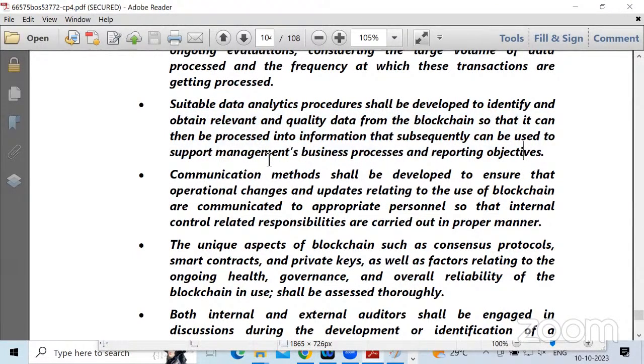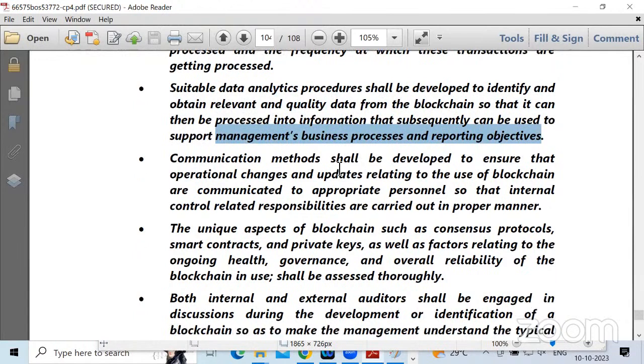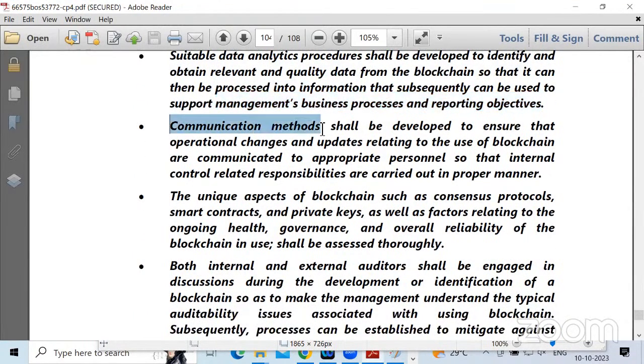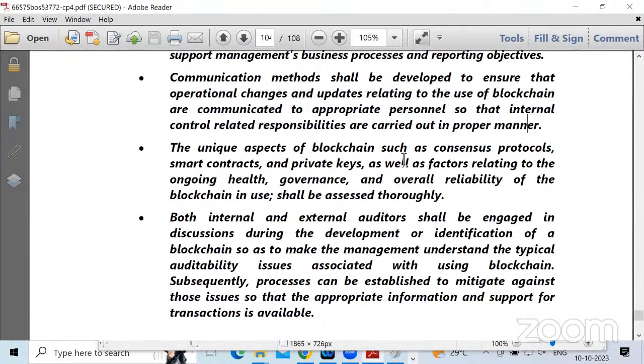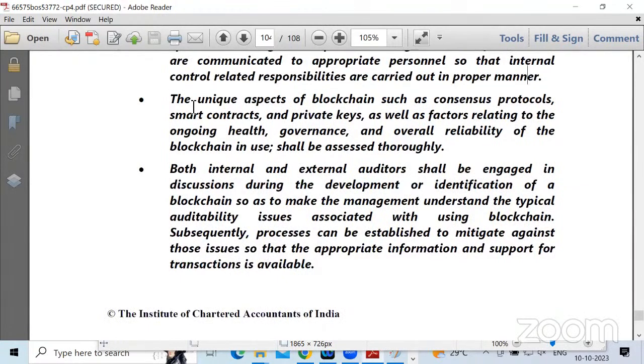So data analysis is also possible. That is another control. Communication methods shall be developed. What is communication? Transmission of data. Operational changes and updates relating to the use of blockchain are communicated to appropriate personnel so that the internal control related responsibilities are carried out in a proper manner. Suppose there is a change in the blockchain concept inside the blockchain servers, it should be immediately communicated to the person who is in charge of the IT department.